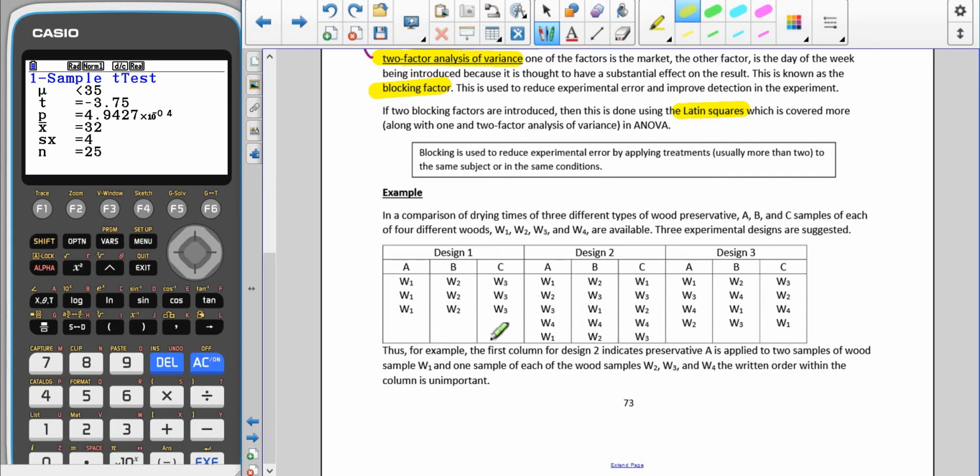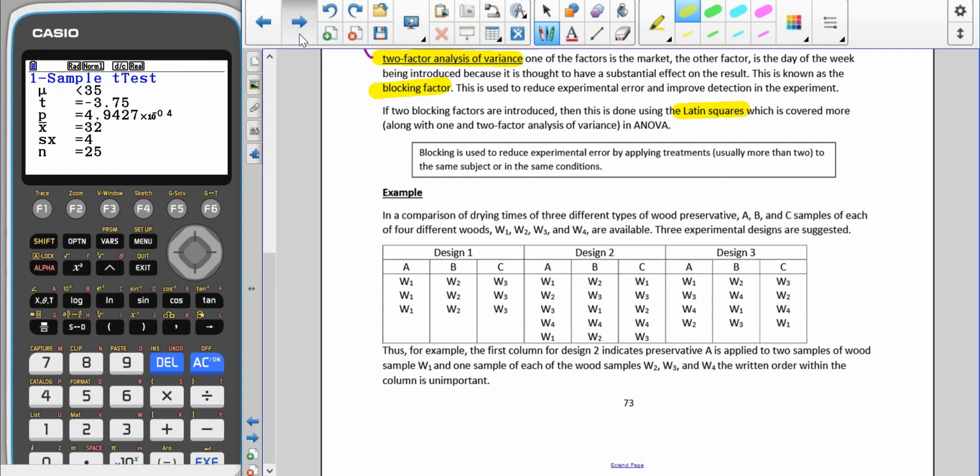So it's not necessarily meaning in design 2 that in A it's being applied to 1, then 2, then 3, then 4, then 1. It's just telling us that it's being applied to 2 of the wood 1s and 1 of the 2, 3 and 4.